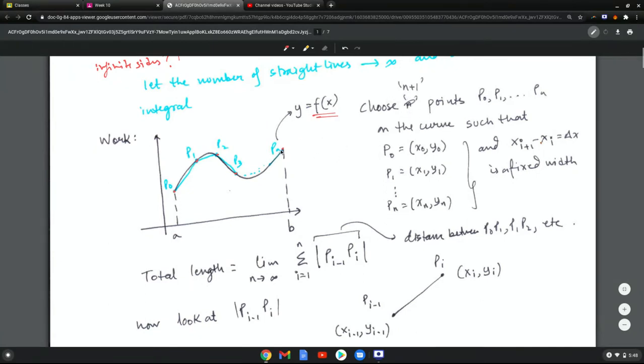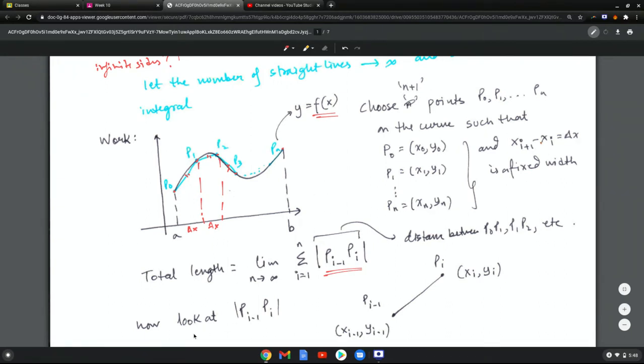N plus 1 points so that our index goes from 0 to n, such that these points have the following coordinates. P naught is x naught, y naught, Pn is xn, yn, and so on. The distance on the x-axis is fixed; I fix this to be delta x. Now the total length is going to be, this expression here just means the distance between P0 and P1, P1 and P2, etc. If I add all of these lengths from 1 to n, and then I let n go to infinity, that's going to be the total length.